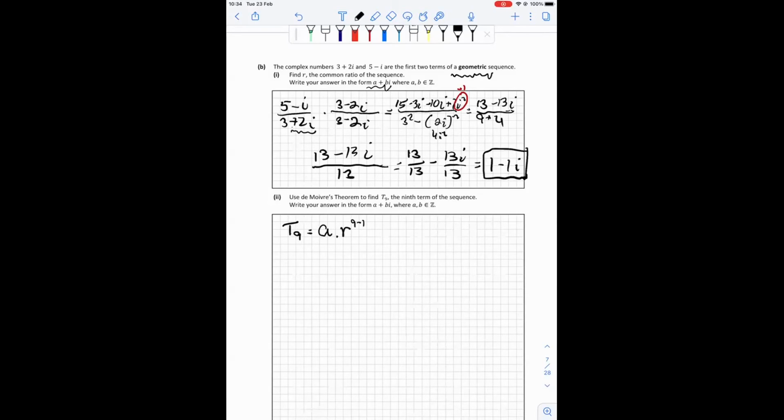A is the first term, so the first term is 3 plus 2i multiplied by the ratio, which we found 2 seconds ago. That's R to the power of 8. They're telling us use the de Moivre theorem. So why are they telling us to use the de Moivre theorem? Because we need to figure out what 1 minus 1i to the power of 8 is. And if we don't use the de Moivre theorem, we'll have to multiply this bracket by itself 8 times.